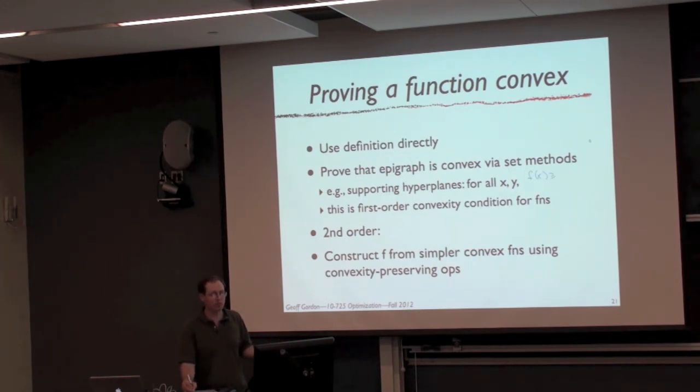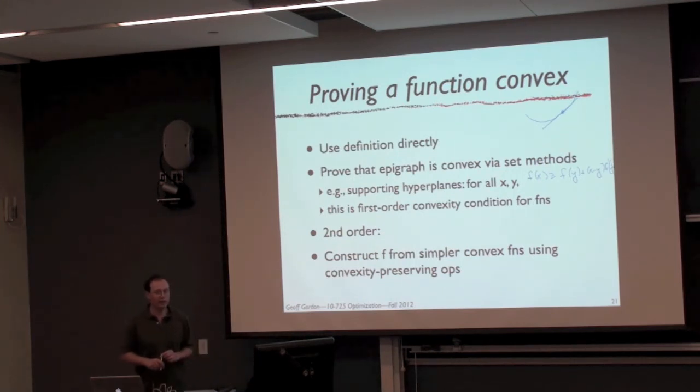How do we get a supporting hyperplane at y for a function? Well, it's going to be like this, right? So first order Taylor expansion. So it'll be f of y plus x minus y times f prime of y, right?